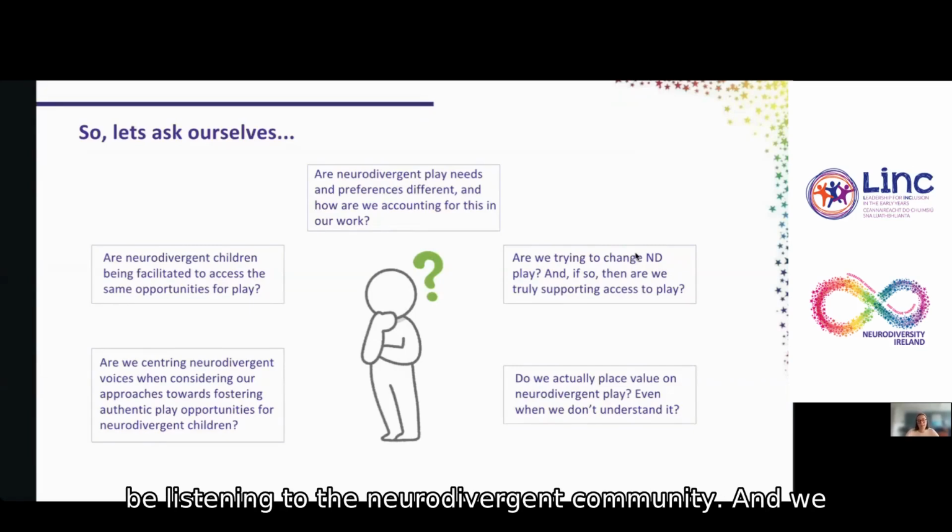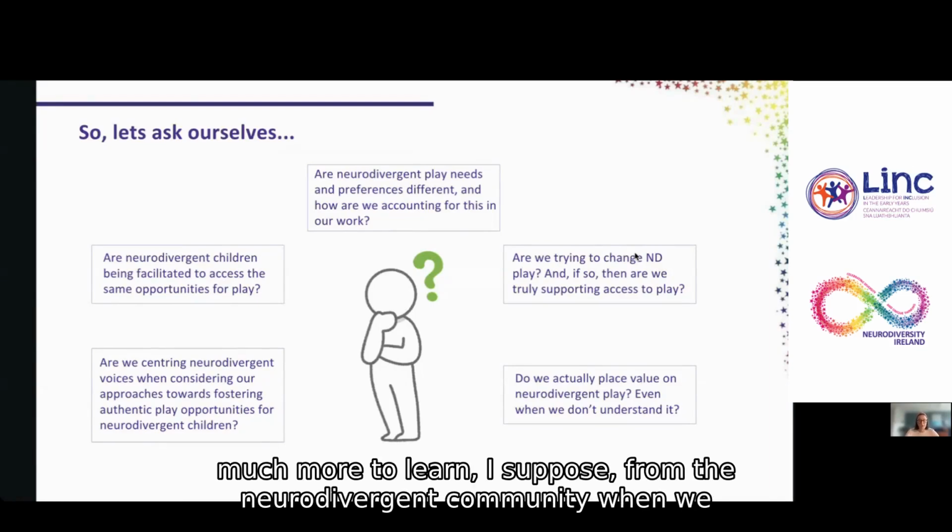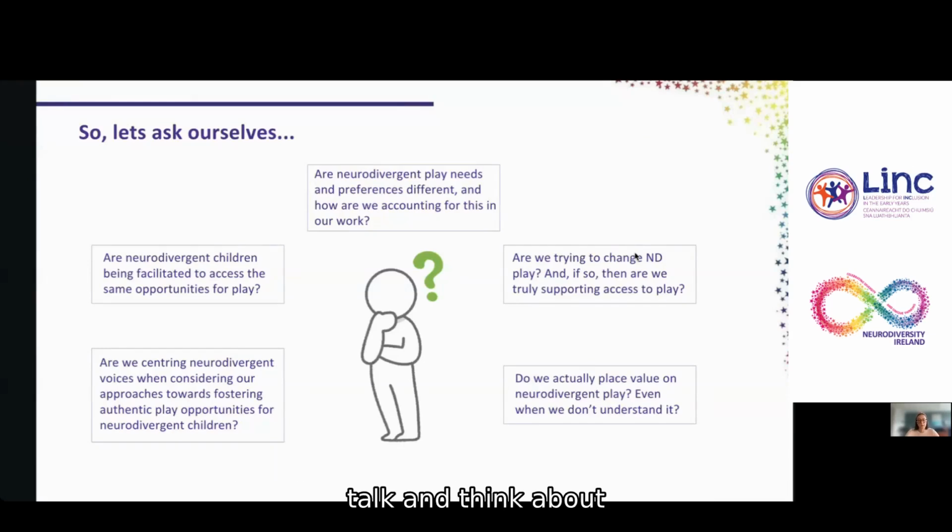But we really want to be listening to the neurodivergent community, and we are doing that more and more. But there's so much more to learn from the neurodivergent community when we talk and think about their play.